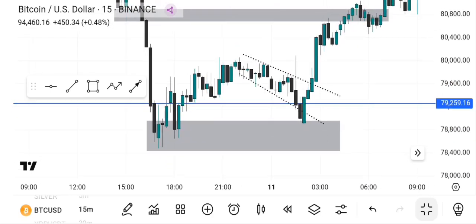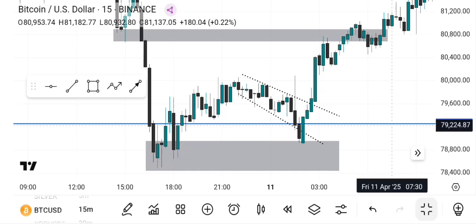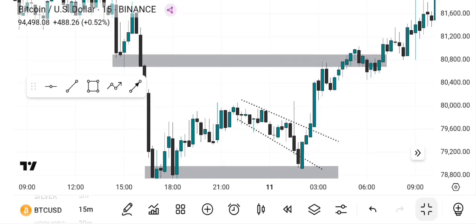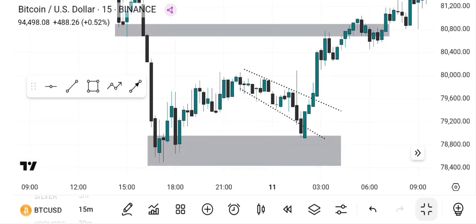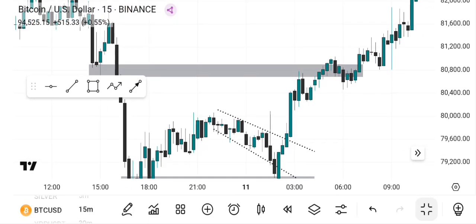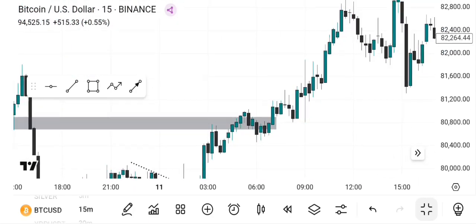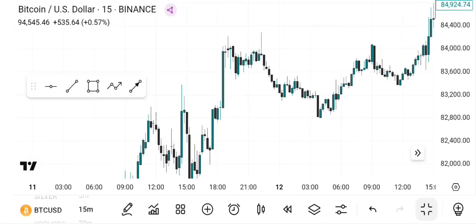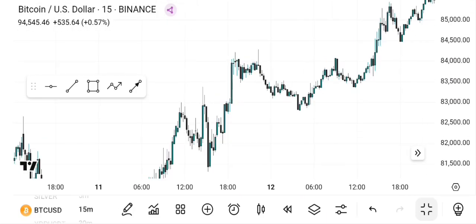Anyway, we can see that when the price came to this zone, it gave us an opportunity to hop in, and it went all the way up to this top zone. After which it broke the zone and it continued buying. It continued buying. And we also have another one here.